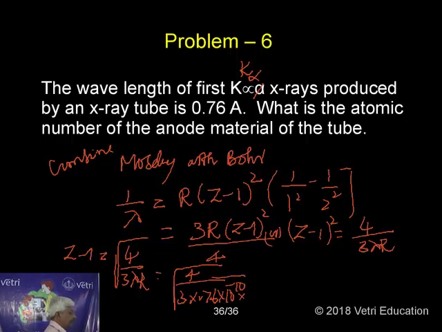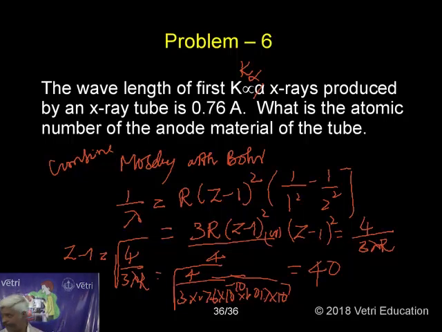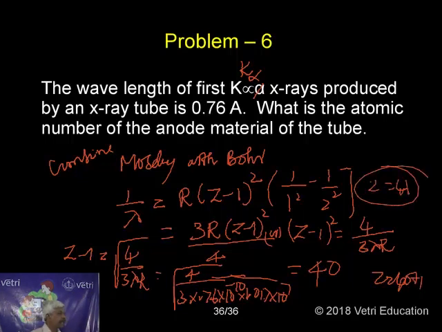R, everyone knows, is called the Rydberg constant, 1.097 into 10 power 7. On simplification, this value becomes 40. Therefore, Z minus 1 is equal to 40. If Z minus 1 is 40, what is the value of Z? Z is equal to 40 plus 1, therefore 41. The problem asked for the atomic number of the anode material, and the value is 41.